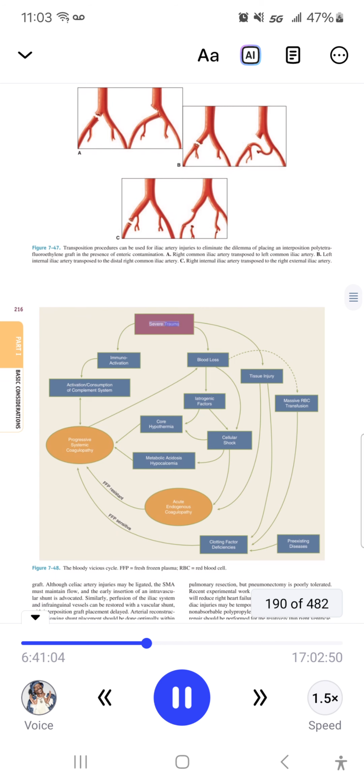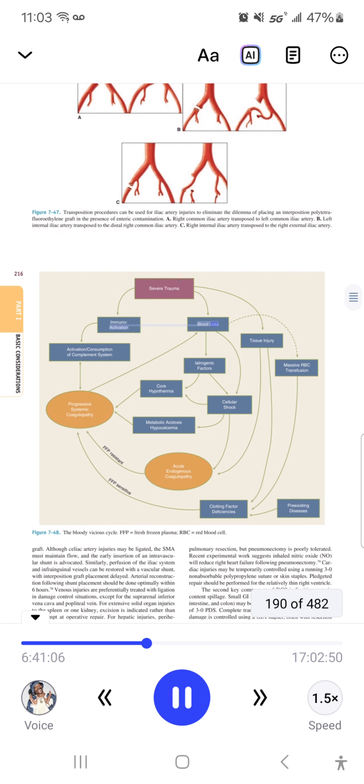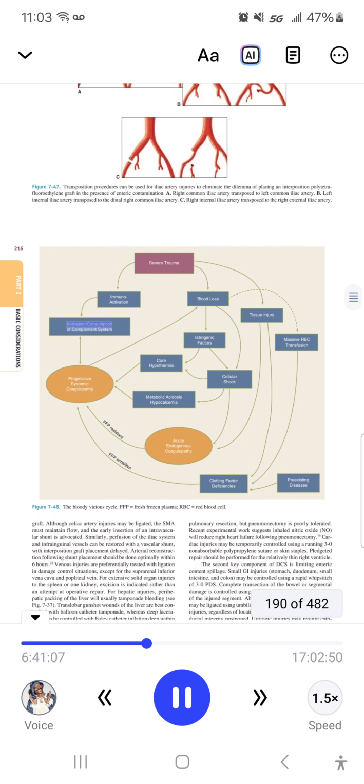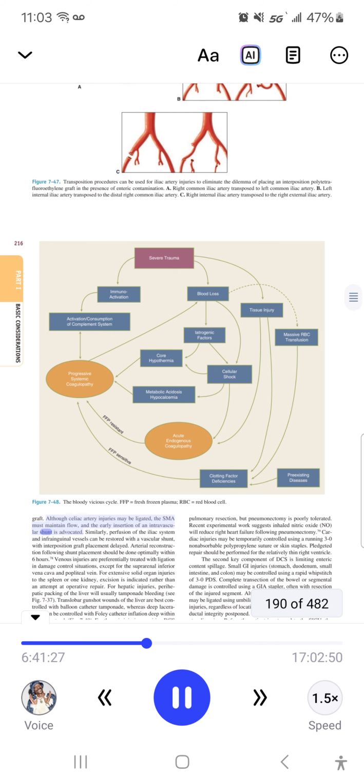216. Severe trauma. Part. Immuno. Activation blood loss. Basic considerations. Activation/consumption of complement system and is indicated.